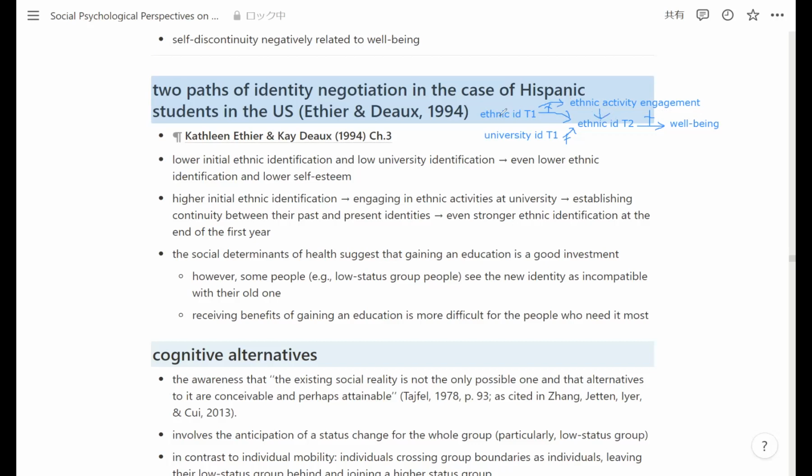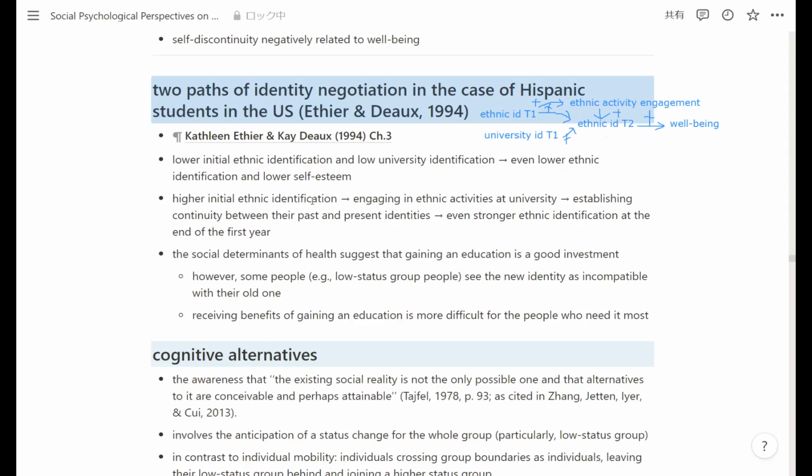And so those who have high ethnic identification tend to engage in ethnic activities more. So the levels of ethnic identification is positively related to the levels of ethnic activity engagement. And the levels of ethnic activity engagement is also positively related to ethnic identity at time 2. And this would lead to higher well-being.